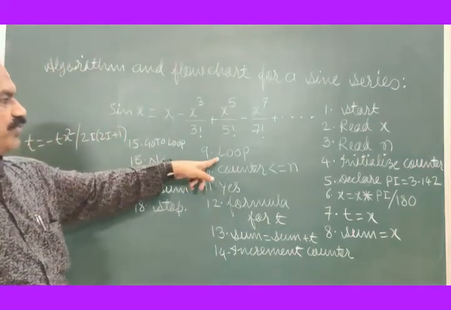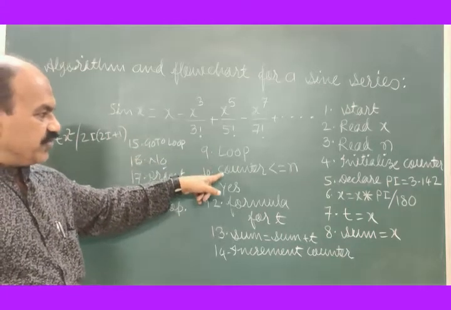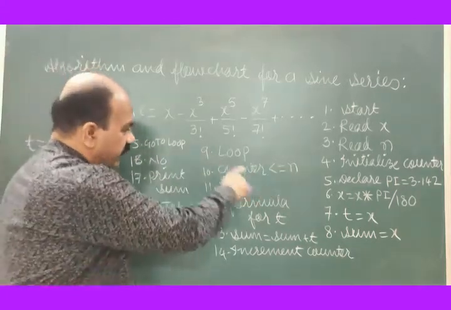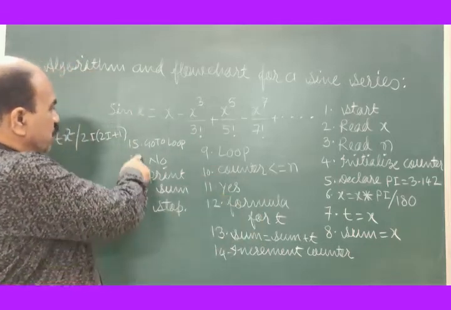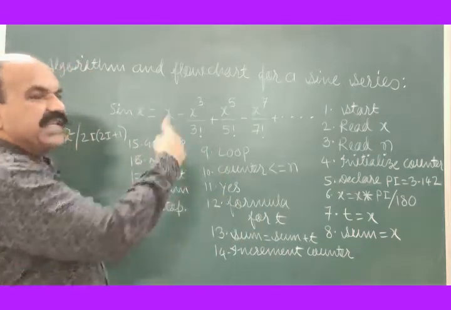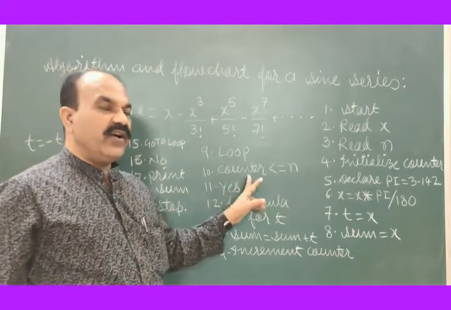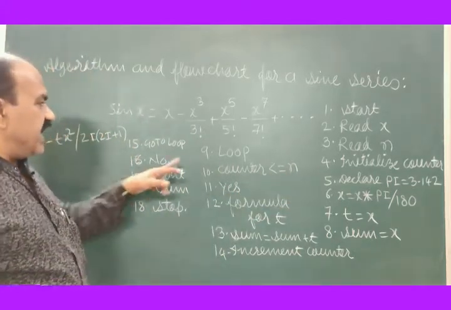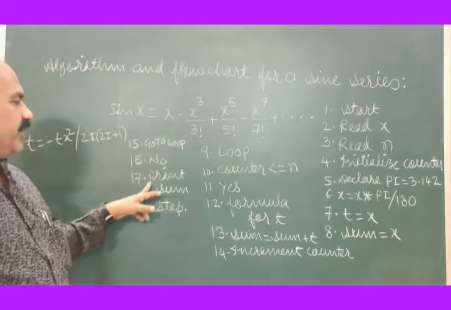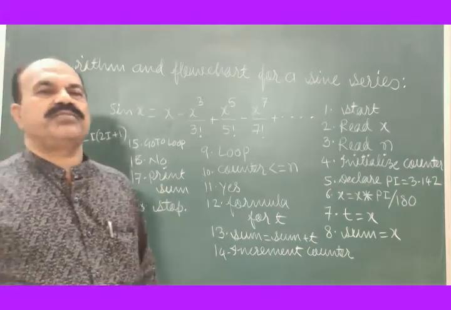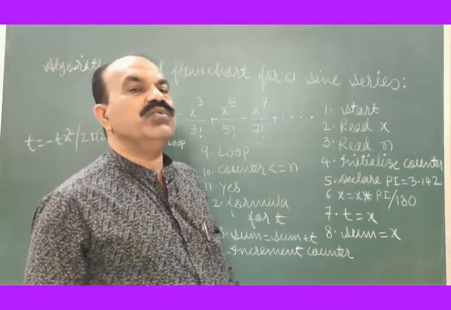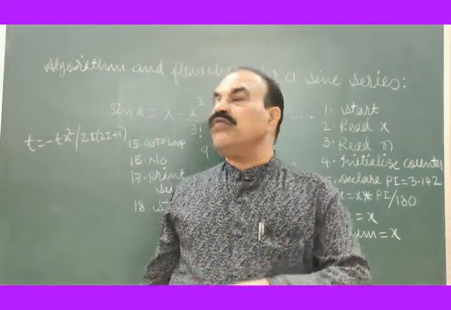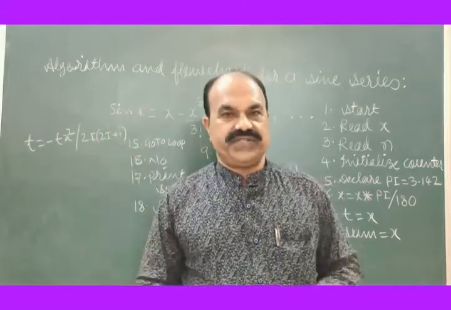Go to loop. The loop will send to this one. Again you will verify this. This will be continued from 9 to 15 continuously till the counter exceeds n. As soon as counter exceeds n, answer here will be no. Print sum and stop. This is how to write the algorithm for a sine series.